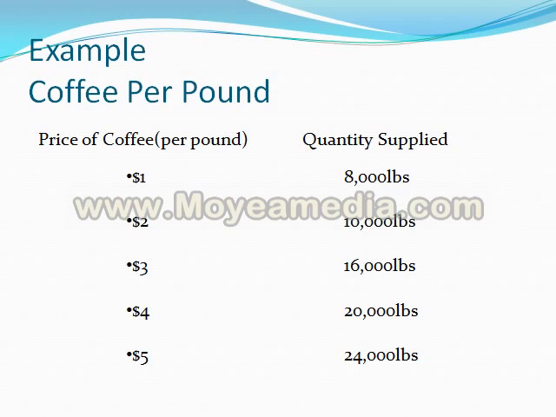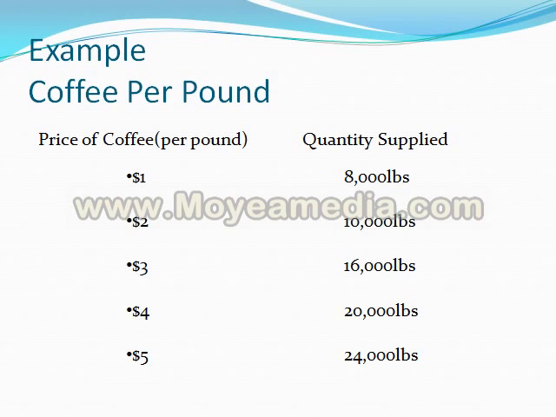Okay, so now we've got $2, 10,000 pounds. Well, let's bump it up another $1. So the price of coffee goes up to $3. Well, that's a pretty big jump again. So the quantity that the seller is willing to supply this time is 16,000 pounds. And now coffee goes up another $1.